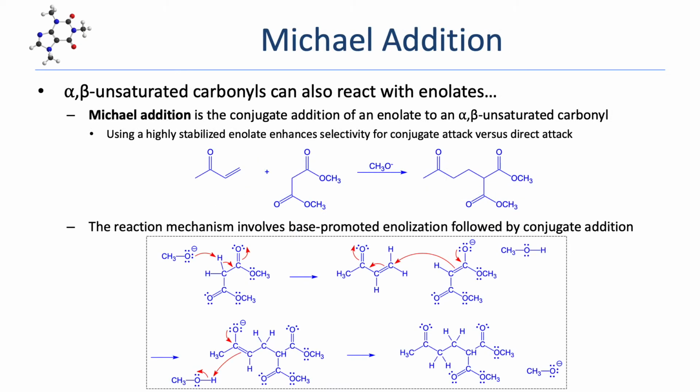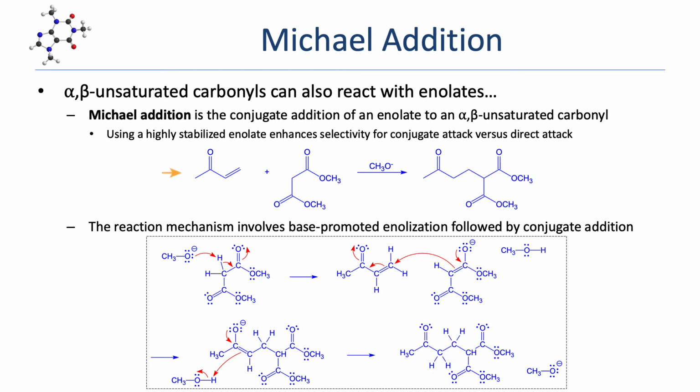Enolates can also be used as nucleophiles in the conjugate addition to alpha-beta unsaturated carbonyls. The Michael addition is just that, the conjugate addition of an enolate to an alpha-beta unsaturated carbonyl. Remember that most alpha-beta unsaturated carbonyls can undergo both direct attack at the carbonyl and conjugate attack at the beta carbon. Using a highly stabilized enolate, like those flanked by two carbonyls, enhances the selectivity for conjugate attack.